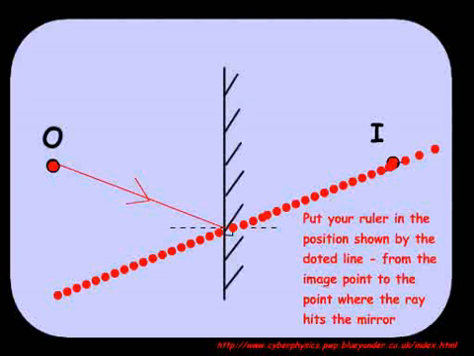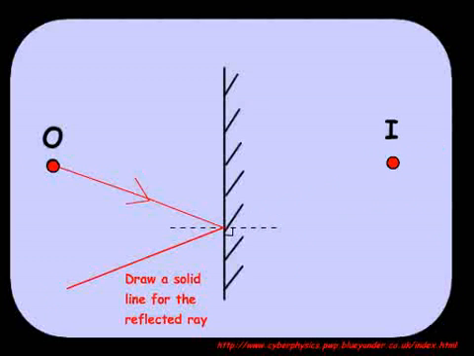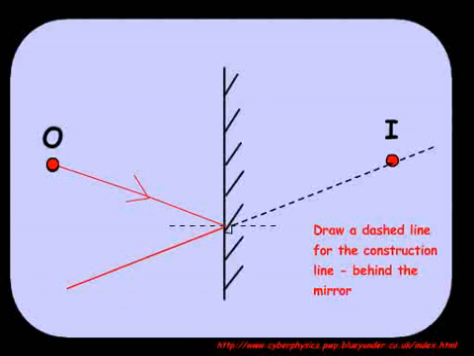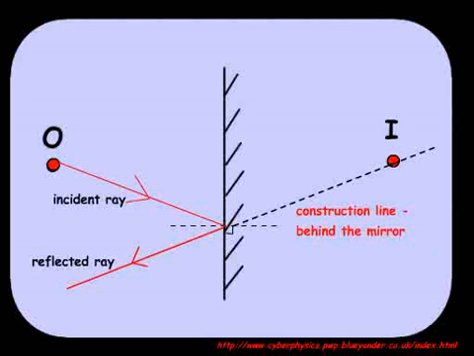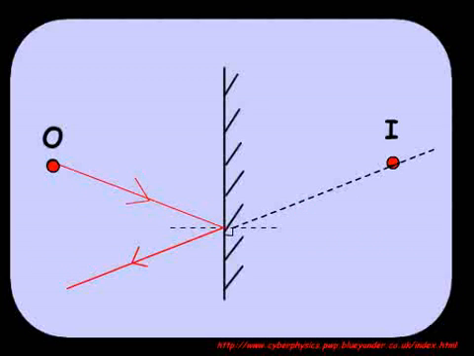Now, place your ruler so that you can draw a line from the image point through the point where the incident ray hits the mirror. In front of the mirror line, draw a solid line for the reflected ray, and behind the mirror, draw a dashed construction line that passes through the image point. Don't forget to add an arrow to that solid line to make it the reflected ray. The dashed line does not need an arrow. It's only a construction line.